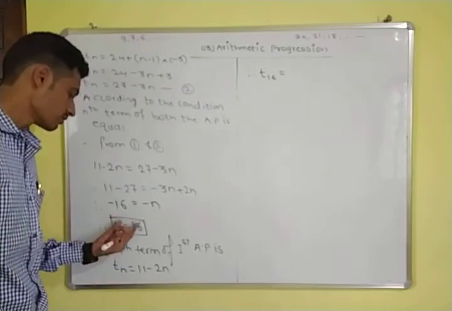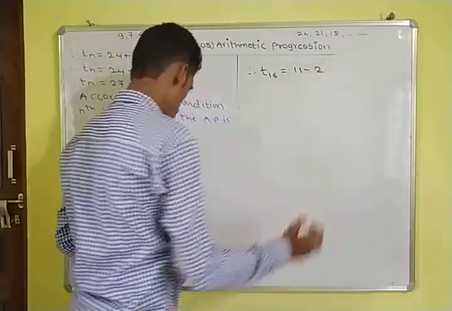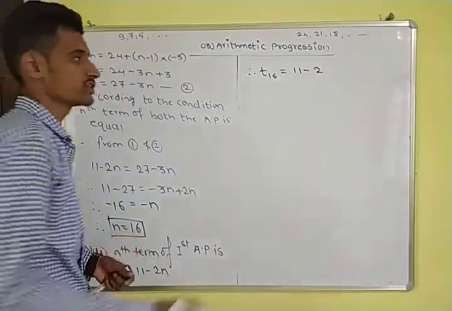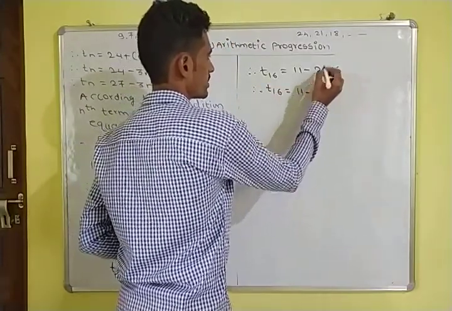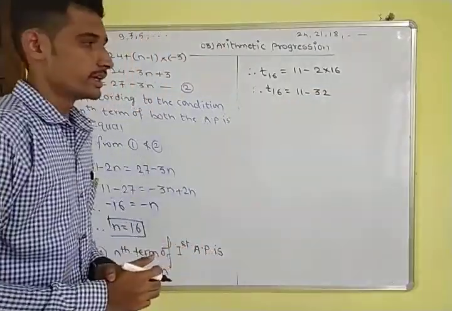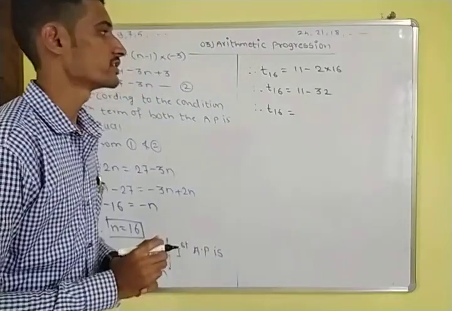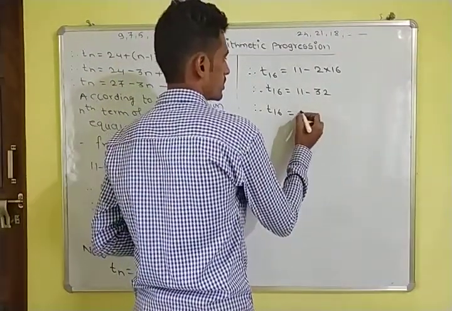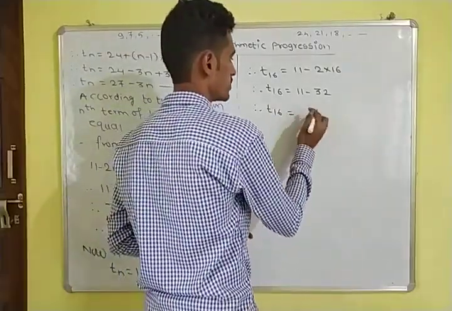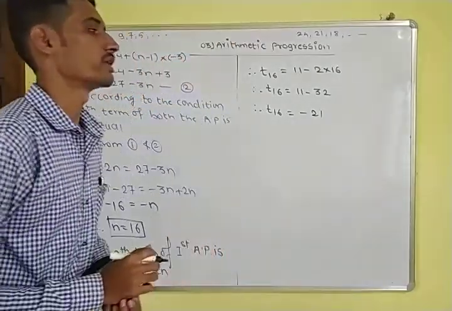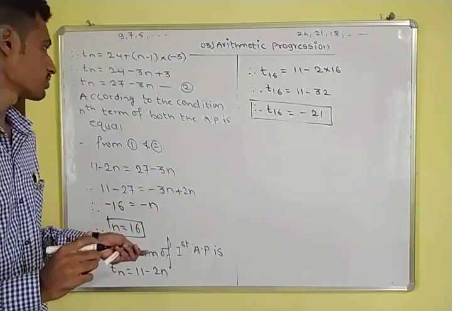So the 16th term of the first arithmetic progression is T16 is equal to 11 minus 2 into n. n means 16. So 2 into 16. Therefore T16 is equal to 11 minus 32. 11 minus 32 means what? That is T16 is equal to minus 21. Right? This is the T16 term of the first arithmetic progression.